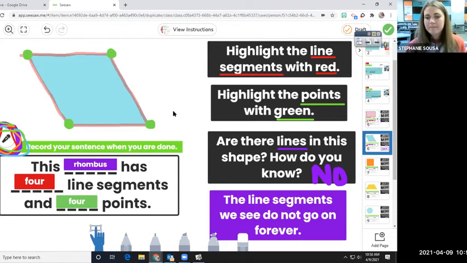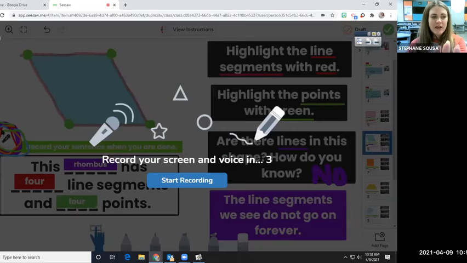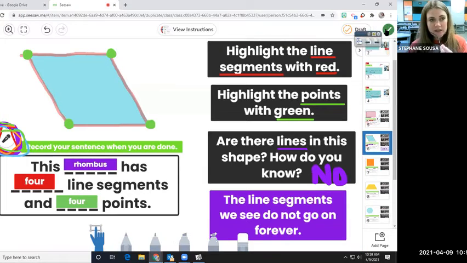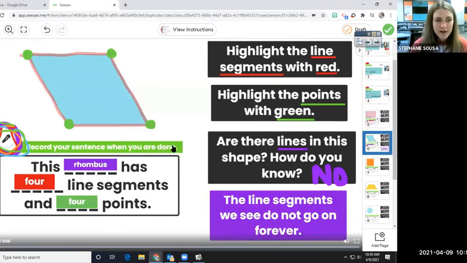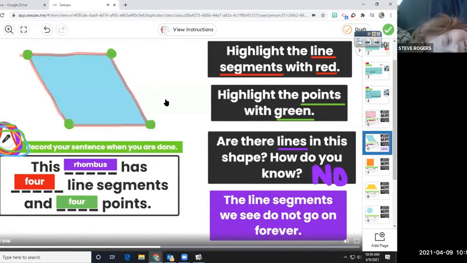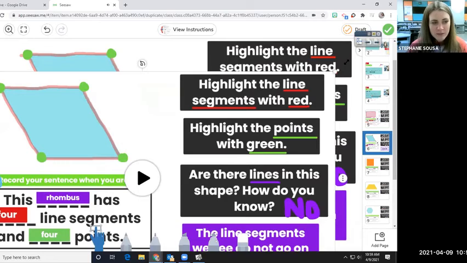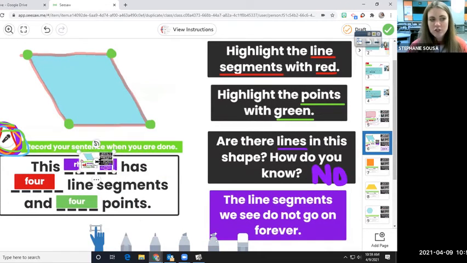Okay. Watch this, guys. Maybe you guys don't know how to do the mic recording. So hold on, I'll show you. You're going to click this, ready? And then it's going to pop up and say it's going to start recording in 2, 1. This rhombus has 4 line segments and 4 points. And then you click done. And then look, it's right there. Listen. This rhombus has 4 line segments and 4 points. That's how you do the microphone, people. And then if you want to, you can make it smaller and put it right there, if you don't want to cover up all your work. It's amazing. That's how you do it.